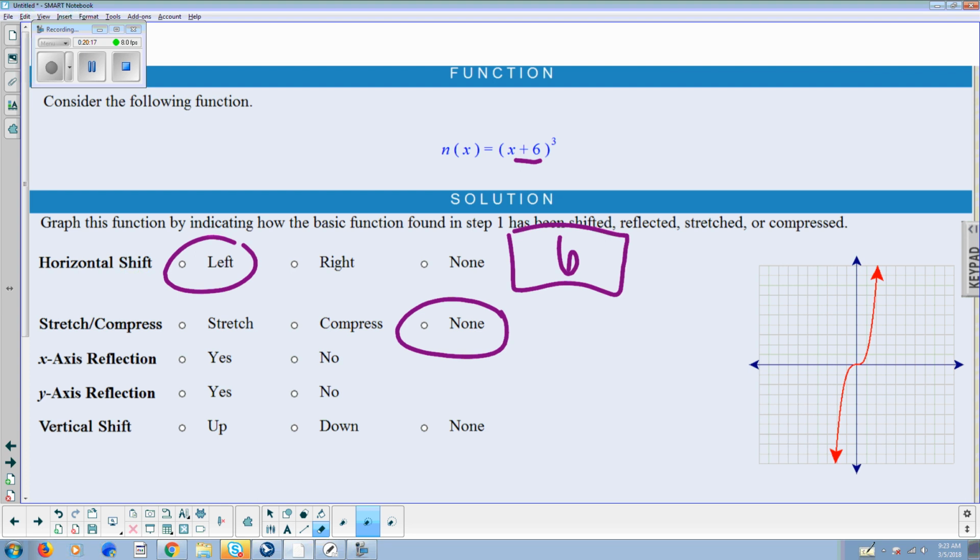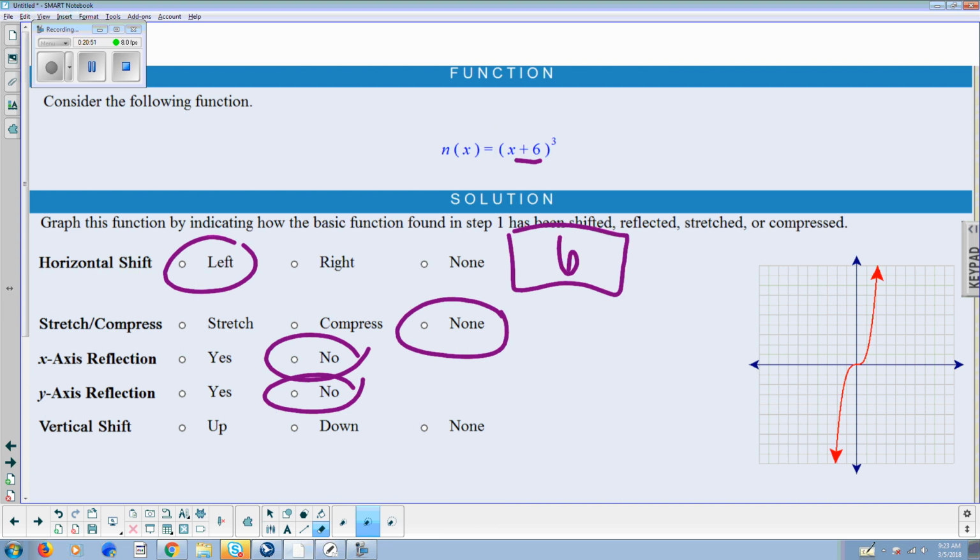Okay, x-axis reflection. X-axis reflection comes from a negative in front of the function, which clearly this one does not have. So we will say there is no x-axis reflection. Y-axis reflection comes from a negative directly on the x. So in this case, a y-axis reflection would be like a negative right there on the x. So we do not have that either.